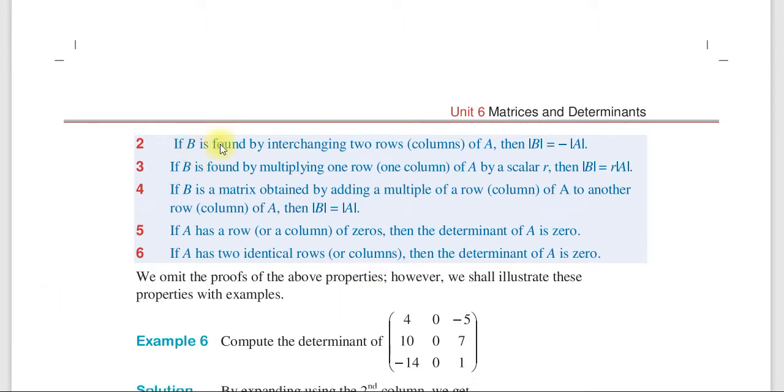Next property: if B is found by interchanging two rows or columns of A, then the determinant of B is equal to the negative of the determinant of A. That means B is obtained by exchanging rows or columns. Third: if B is found by multiplying one row or one column of A by a scalar r, then the determinant of B is r times the determinant of A.